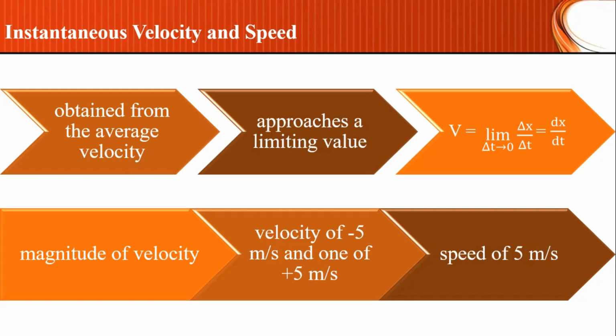Also note that v at any instant is the slope of the position-time curve at the point representing that instant. Velocity is another vector quantity and thus has an associated direction. Speed is the magnitude of velocity. A velocity of minus 5 meters per second and one of plus 5 meters per second both have an associated speed of 5 meters per second, because, as I mentioned, speed is the magnitude of velocity.